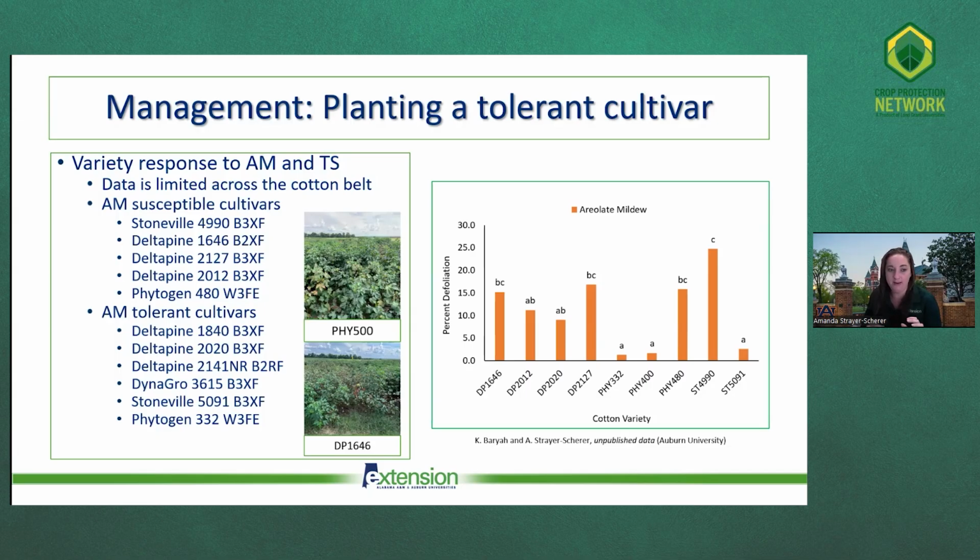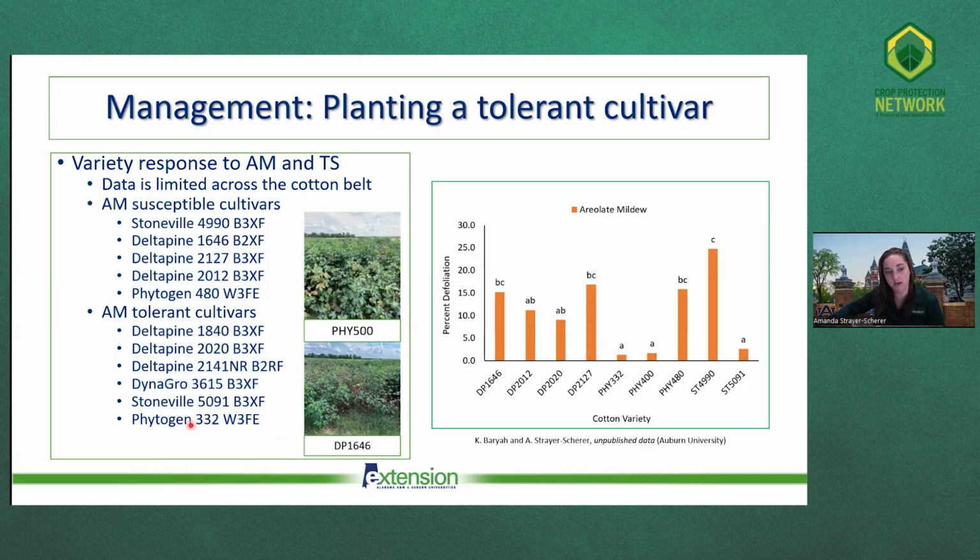So I just wanted to present a snapshot of some of our variety data that we've collected since I've been here, since 2019, at least in Alabama. And as you can see, we do have some good preliminary data. I would like to see how these varieties perform in our variety trials across the Cotton Belt.